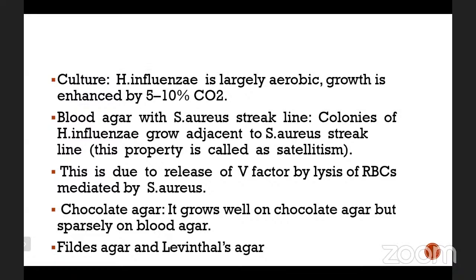Culture of Haemophilus influenzae is largely aerobic. The growth is enhanced by 5 to 10% carbon dioxide. On blood agar with a Staphylococcus aureus streak line, colonies of Haemophilus influenzae will grow adjacent to the streak line. This property is known as satellitism. It is due to release of factor 5 by lysis of RBC, which is mediated by Staphylococcus aureus. On chocolate agar, it will grow well, but sparsely on blood agar.